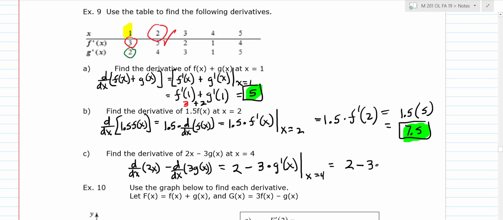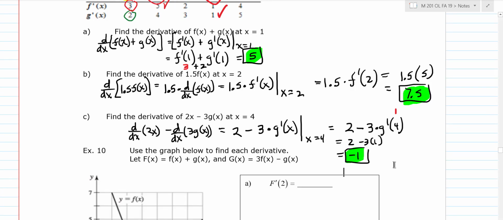Then you would have 3 times g prime of 4. And then look up what g prime of 4 is. When x is 4, g prime is 1. So it looks like what you get on this is 2 minus 3 times 1. Therefore, that's negative 1. So this is nothing more than, can you read a table and do you know the basic derivative rules that we've gone through? So that's the idea. Okay.